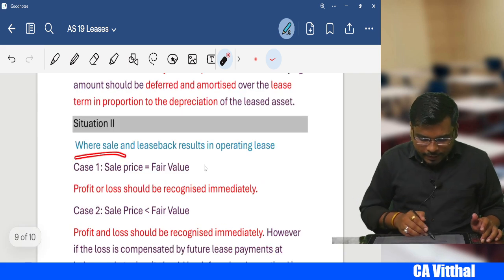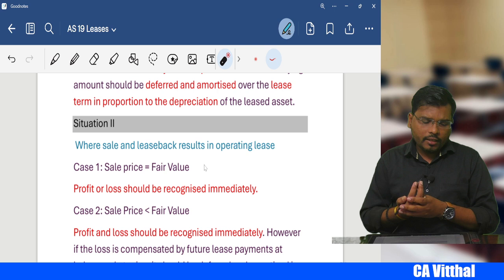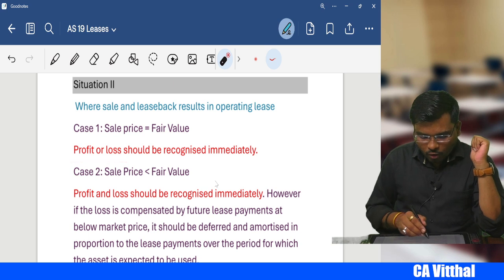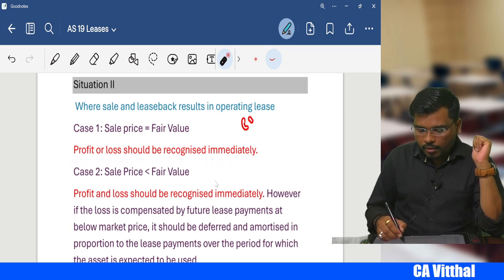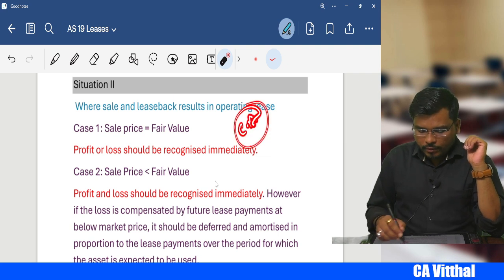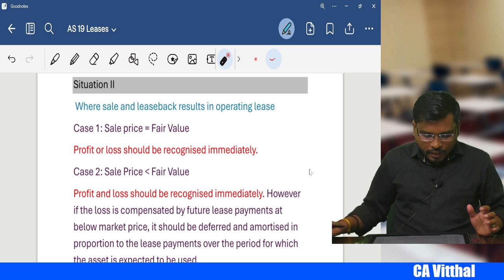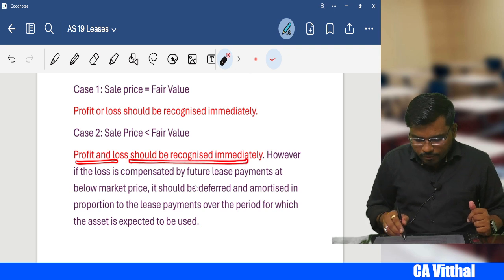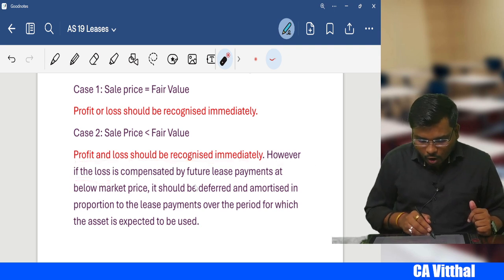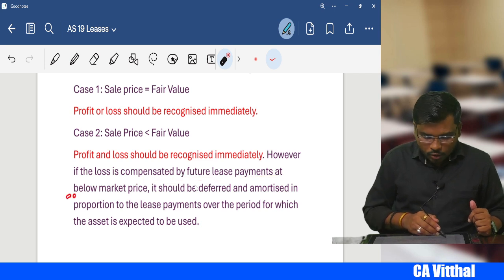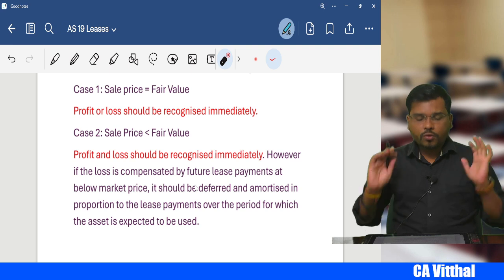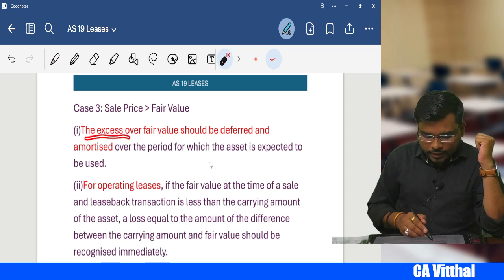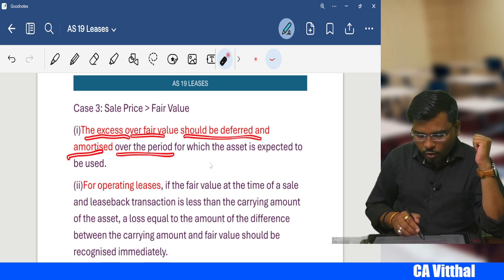Situation 2, where the sale and leaseback result into operating lease, then what, sir? First, if the sale price is equal to fair value, the profit or loss should be recognized immediately. That means you have the carrying amount now. If there is any profit or loss, it should be recognized immediately. Next, my dear, if the sales price is less than your fair value, then what? The profit or loss should be recognized immediately. However, if the loss is compensated by future lease payment at a lower than market price, it should be deferred and amortized in proportion to the lease payment. And third, my dear student, if the sale price is more than your fair value, the excess over the fair value should be deferred and amortized over the period.